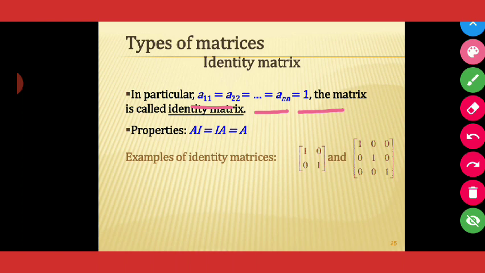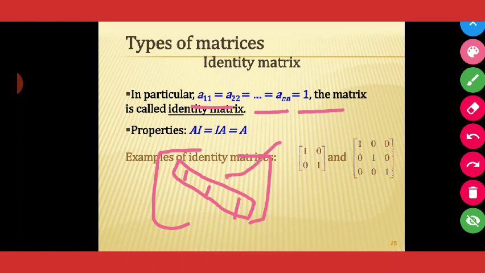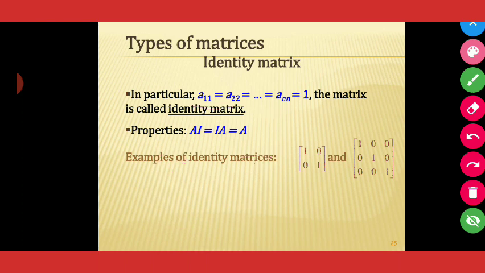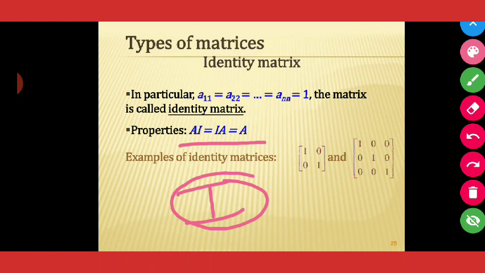What is an identity matrix? A square matrix in which the elements of the principal diagonal are 1 and all other elements above and below the diagonal are 0 is known as the identity matrix. And its property is AI = IA = A, where I is the identity matrix. Here is an example of an identity matrix of 2 by 2 order, and this is an example of an identity matrix of 3 by 3 order.